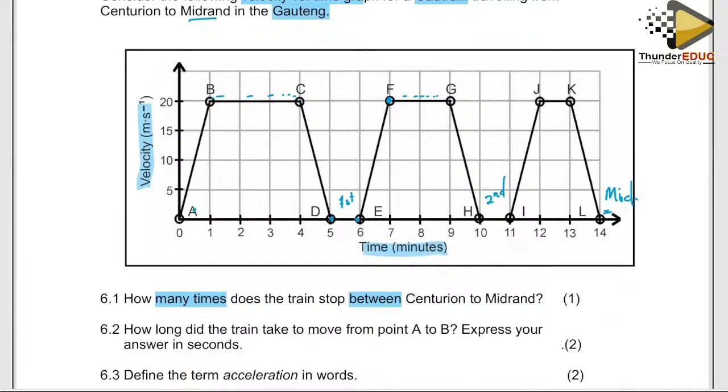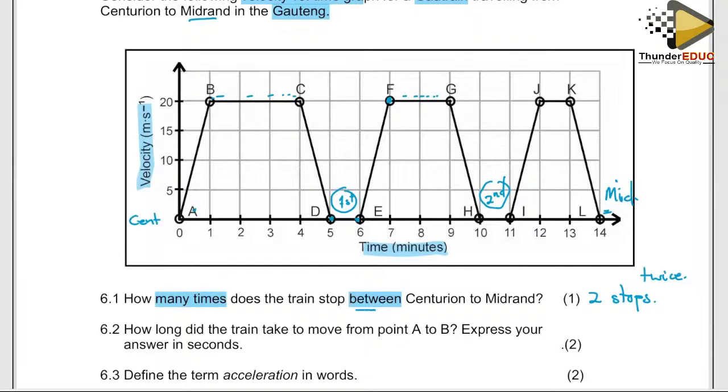Then where did we start there? We started at Centurion. So this is the first stop, and then this is the second stop. When we are stopping now at Midrand, this is the final destination, right? Where you are headed. But what we were asked says between, so how many stops are there? We only have 2 stops. So our answer there is 2 stops. The train stops twice.